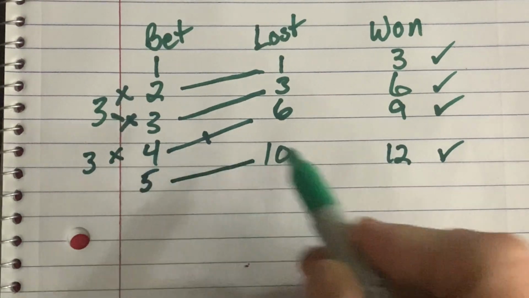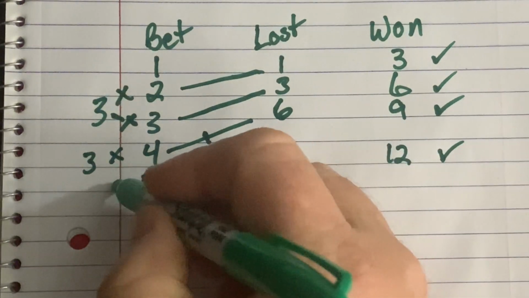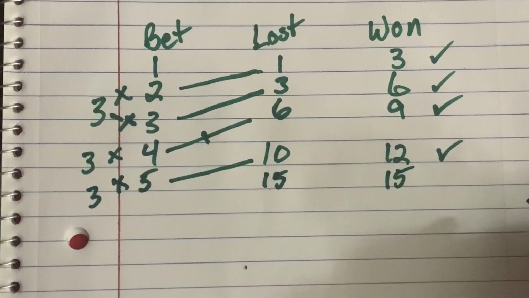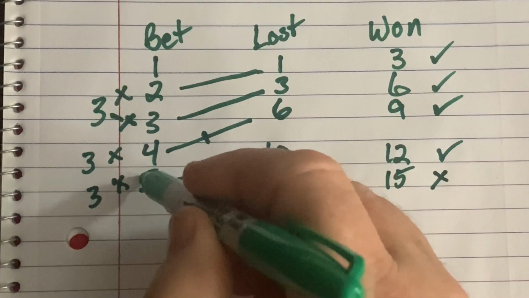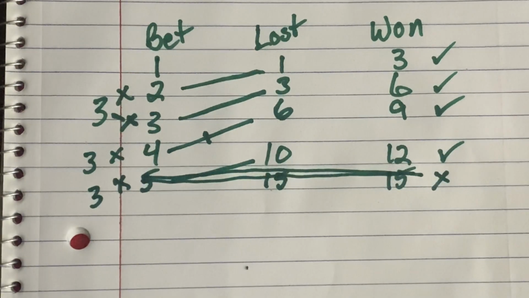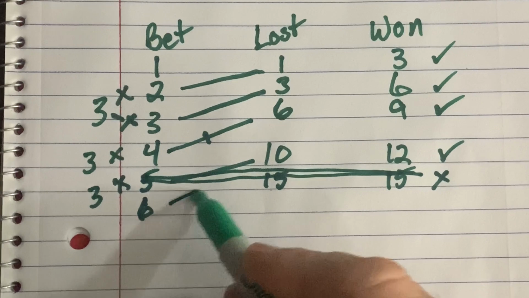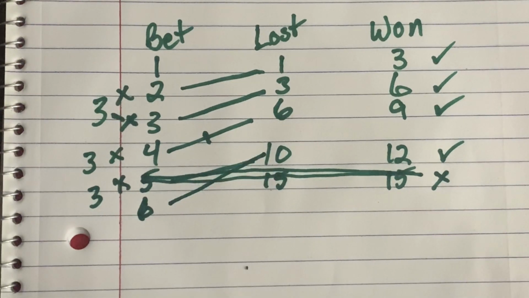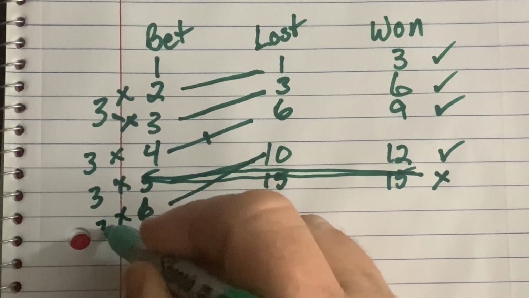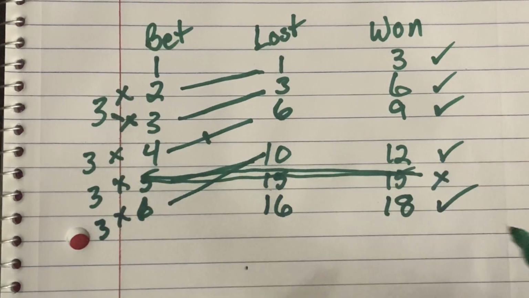Now let's go to 5. 5 plus 10 is 15. Then 5 times 3 is also 15, so we break even. We don't want that. You could go to that, but we're playing this game to win money. So we go to 6. 6 and 10 is 16. 6 times 3 is 18. So there you go, 18 is the next one we use.